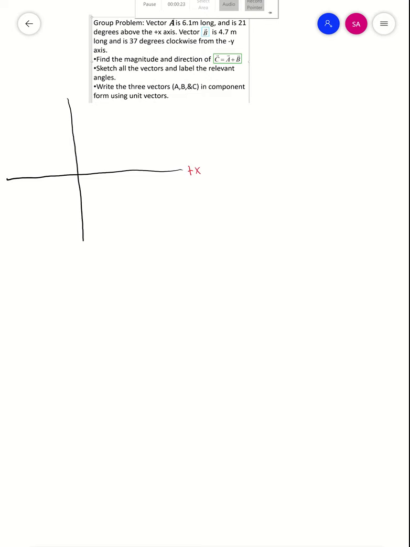So plus x and plus y are like that. So it's going to be something like this. So 21 degrees there, 6.1 meters long, there's my vector A.